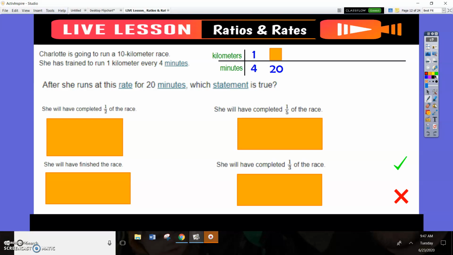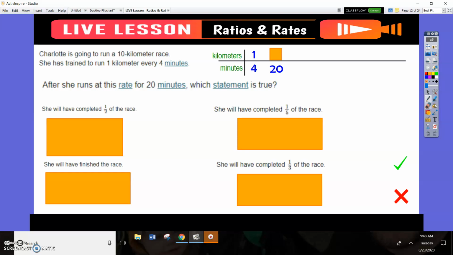So for this one, we know that Charlotte's going to run 1 kilometer for every 4 minutes. So the 2 things that we're comparing are kilometers and minutes. We want to know if she runs at this rate, which of the following statements is true? So I need to look at the relationship that I can see. So I built my table and I said kilometers over minutes. So for every 1 kilometer, we run 4 minutes. I need to know how many kilometers she can run in 20 minutes.